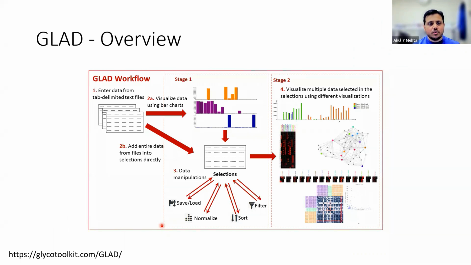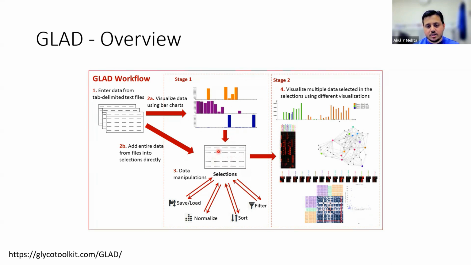So to give an overview of how GLAD works, the GLAD workflow starts with entering the data as tab delimited text files. And then this can be used to either visualize the data as bar charts, or this is then entered into the backend of the software as selections, which can then be saved or loaded, normalized, sorted, or filtered. And then this is the stage one of the visualization.